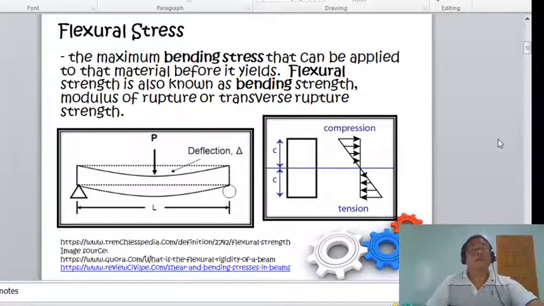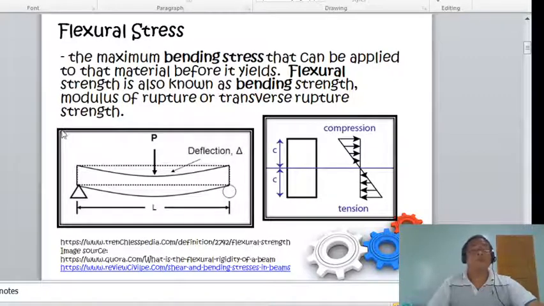The first topic we are going to introduce here is flexural stress. So what is flexural stress? Flexural stress is the maximum bending stress that can be applied to a material before it yields. Flexural strength is also known as the bending strength, modulus of rupture, or transverse rupture strength.